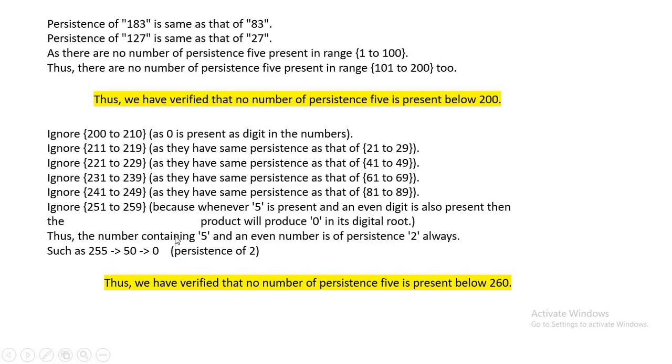So whenever 5 is present and an even digit is present, then that number will always have a persistence of 2. So in future we will keep this in mind, that whenever 5 is there and either 2, 4, 6, 8 is present, then that number is of persistence 2. We should ignore that because we are finding persistence 5. After 200 we have checked till 260 and we have not found any number of persistence 5. Thus we have verified that no number of persistence 5 is present below 260.